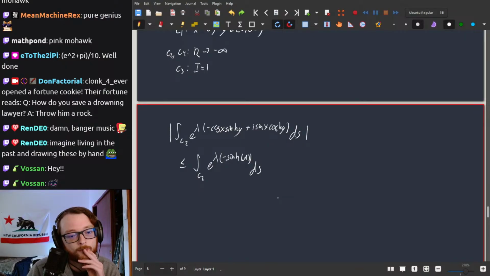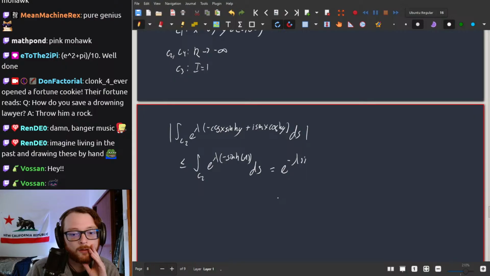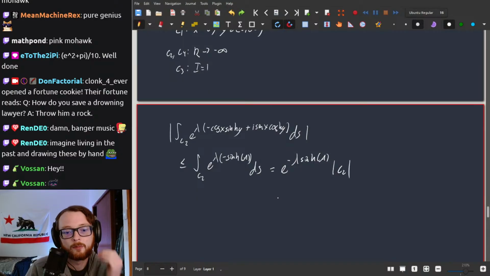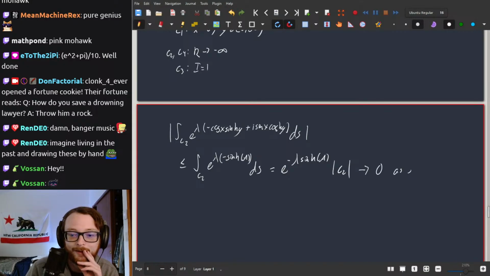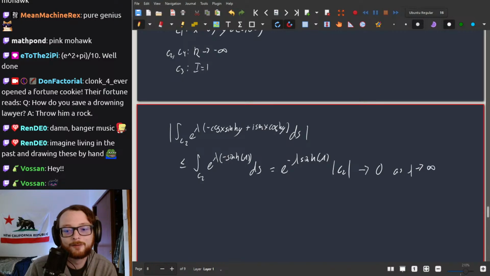And this thing is constant now. So it's just e to the minus lambda sinh a times the length of C2. And so this length is going to 0. But also this thing is going to 0 as lambda goes to infinity, or as a goes to infinity. It's going to infinity or to 0 for many reasons, but the one we care about is lambda going to infinity.